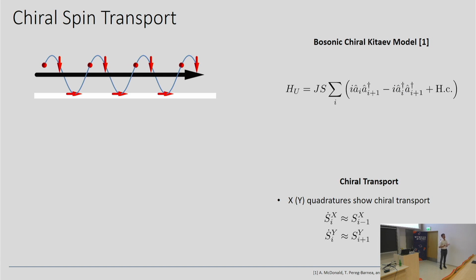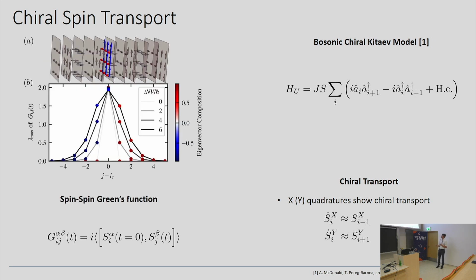And why is this interesting? The nice thing is that this leads to chiral transport. If I ask what my x quadrature does, it only couples to the left, whereas the y quadrature only couples to the right. And then I get directional transport in this system. Directional means the spin wave either only moves up or only moves down, depending on which state I excite.